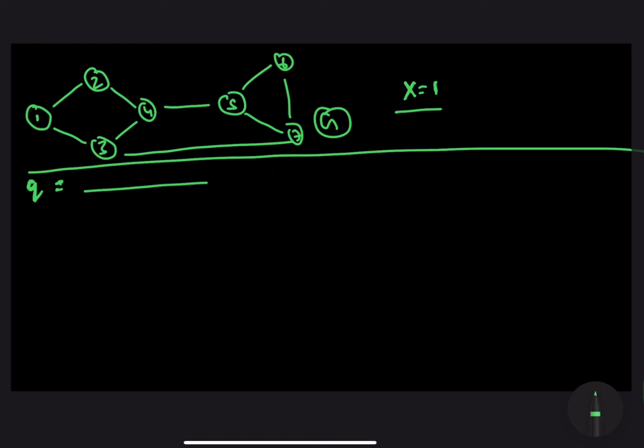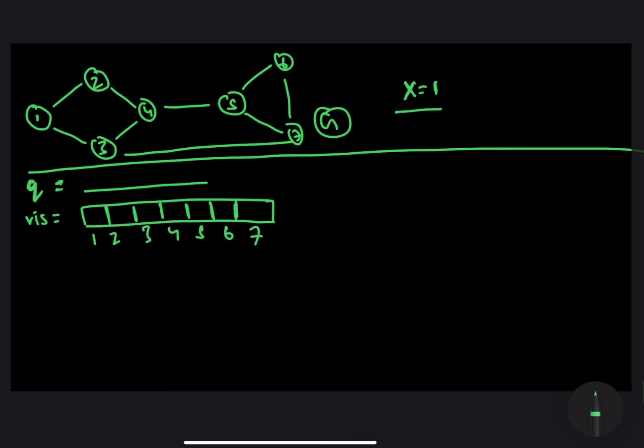The second requirement was that of a Boolean array to mark whether a state has been pushed into the queue before or not. So let's call that array VIS, and the size of this array for this particular case would be equal to 7, because there are 7 nodes in the graph and we are assuming one-based indexing. 1 2 3 4 5 6 7, and initially this entire visited array will be initialized with 0 because none of the nodes has been pushed into the queue.